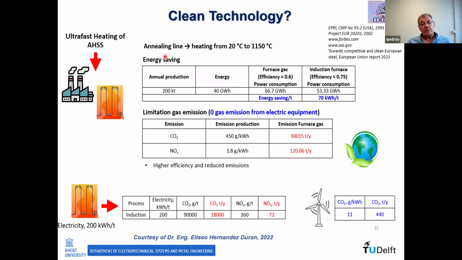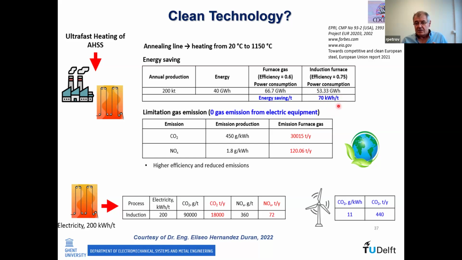Yeah, you see, if you want to heat up from 20 to 1150 degrees, for 2000 kilotons per year, you need energy just to reach this temperature of around 40 gigawatt hours. This you can get with a gas furnace, which has an efficiency of 0.6, with a power consumption of 67 gigawatt hours. With an induction furnace with efficiency 0.75, and as far as I know the efficiency is now even higher, you need only 53 gigawatt hours, which is around 70 kilowatt hours per ton of energy saving.